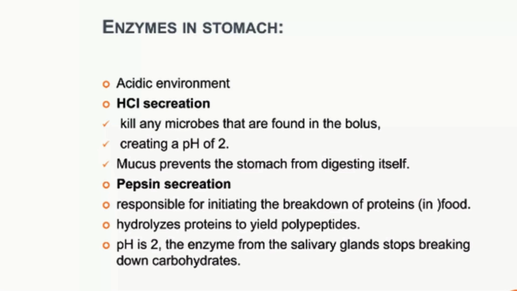The second gastric juice present in the stomach is an enzyme, which we call pepsin. Basically, this secretion is responsible for initiating the breakdown of protein foods, right? How is it done? It hydrolyzes the protein to yield polypeptides. For example, with the help of pepsin, some of the protein will be hydrolyzed and converted into long chains of polypeptides. The pH is always 2, and the enzyme from the salivary gland stops breaking down the carbohydrates, right? So it's responsible for breaking down protein when we take in protein nutrients or products, so the pepsin secretion will be activated.